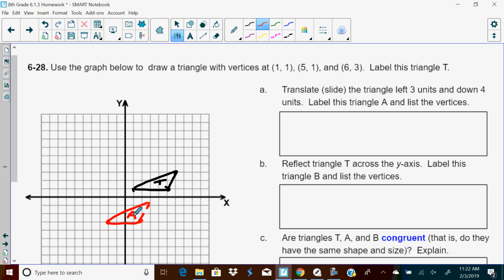And my new vertices, so I'm now at -2, -3. I have one at 3, -1. And I have a point at 2, -3.